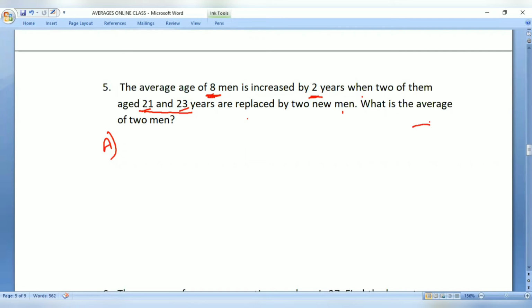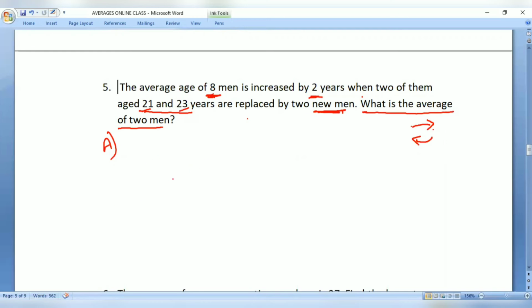So here we are not removing anyone, we are also similarly adding. So the count remains the same because two of them are being eliminated, two of them are again added. So the count never changes. Now, how do we solve this? First, what is the question being asked? What is the average of the two men? Okay, what is the average of the two new men who recently joined?